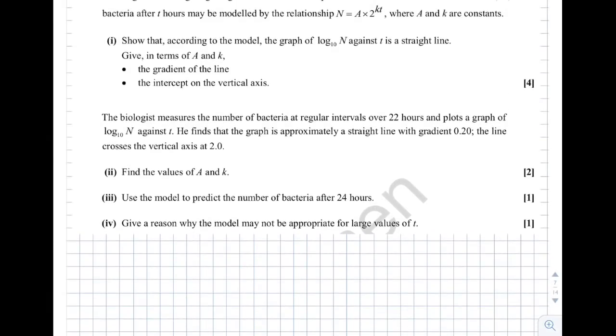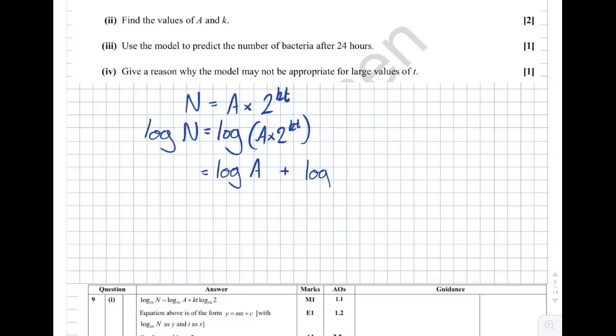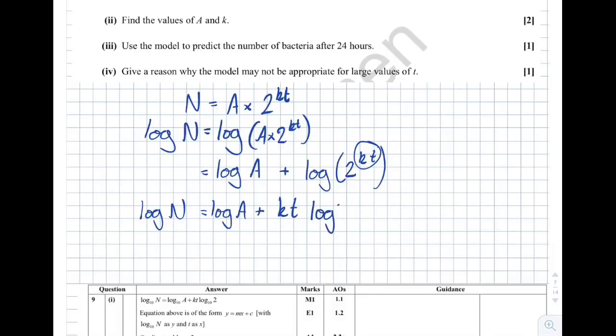So the model they've got is n equals a times 2 to the kt. So what we're going to have to do is log both sides. So log n equals log of a times 2 to the kt. And then we want to break up this right-hand side using log rules. When we've got log of two things multiplied together, we can split it up and make it log of two things added together. And where you've got a power in the log, like we've got here, that drops to the front of the logarithm. So we know that log n equals log a plus kt log 2.